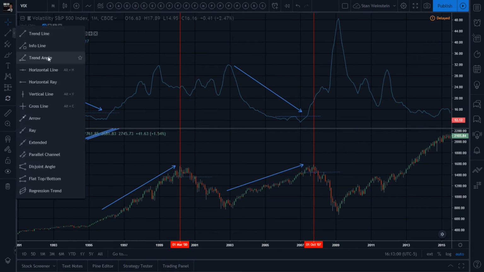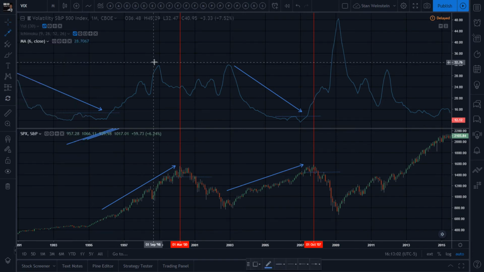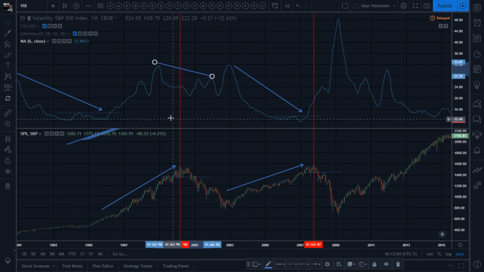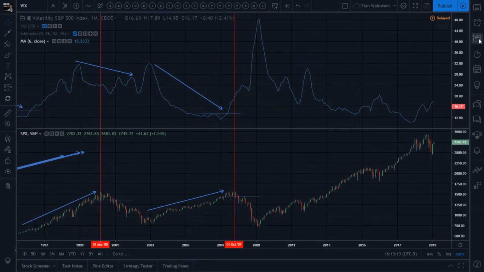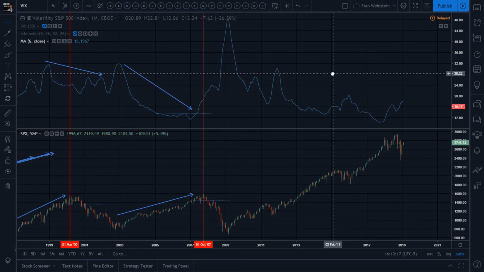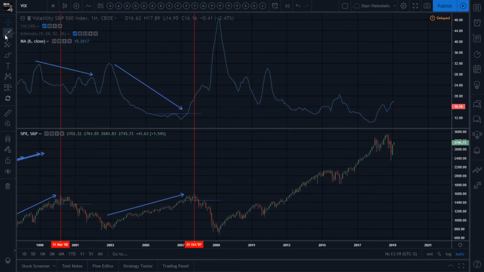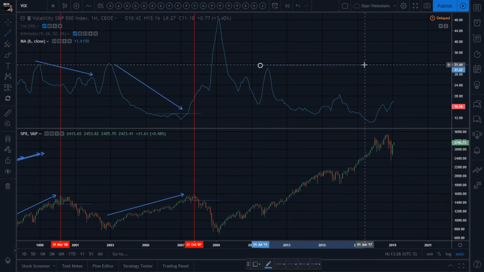So the signals for 2001 really, really different than 2007. Interesting. So what is it going to be able to tell us right now? That's insane.